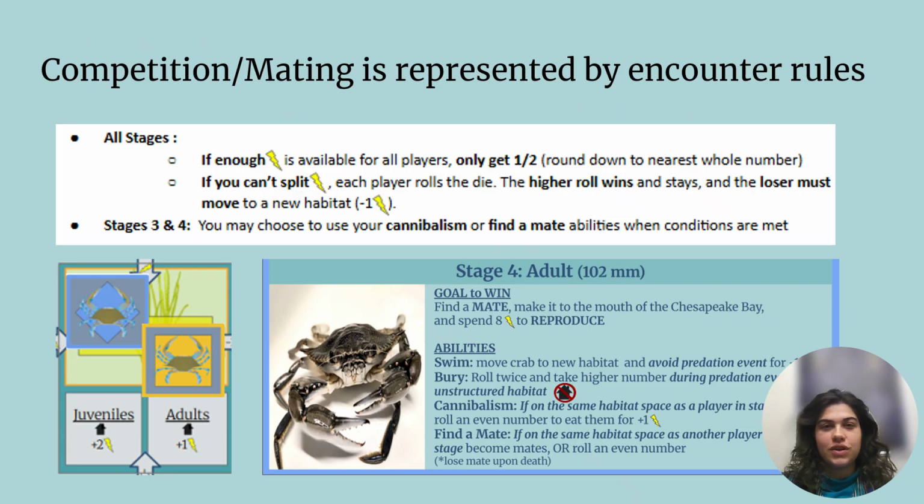In the game, there's also competition and mating that is represented through the encounter rules. Here, players, if they're on the same habitat on the game board, will have to either split the energy if it's possible, or drive one of them out of the habitat since there is not enough resources, or if they are in a certain life stage, they may have the option to cannibalize or find a mate instead.